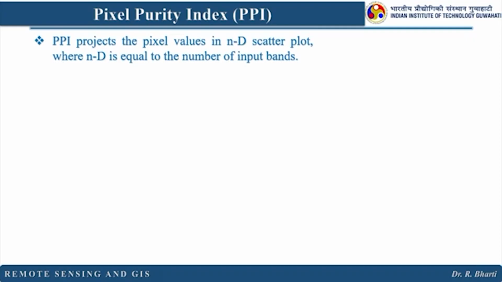Why is this an ND scatter plot? Because here ND corresponds to your number of input bands, right. So, if you are using hundreds of bands, then it is a hundred-dimension scatter plot. That means PPI projects the pixel values in a hundred-dimension scatter plot, where ND is equal to the number of input bands, right.